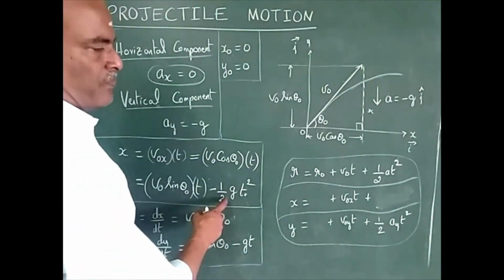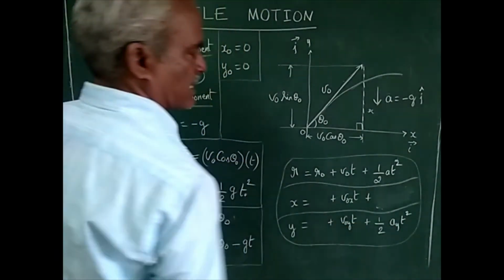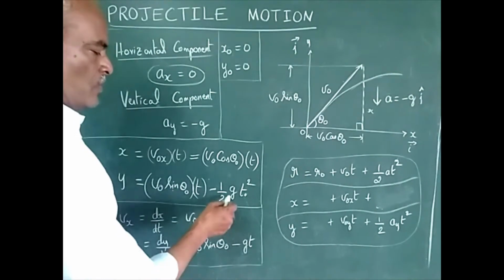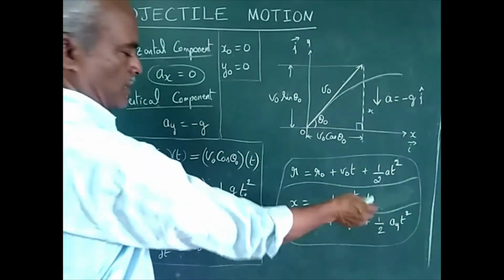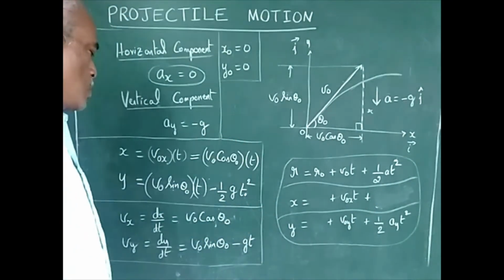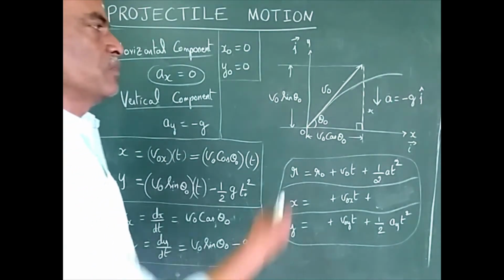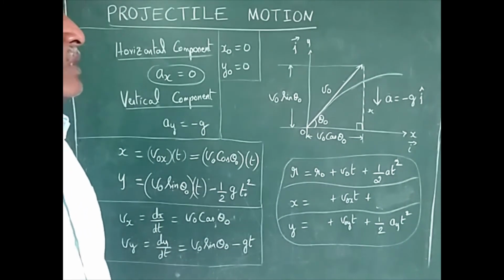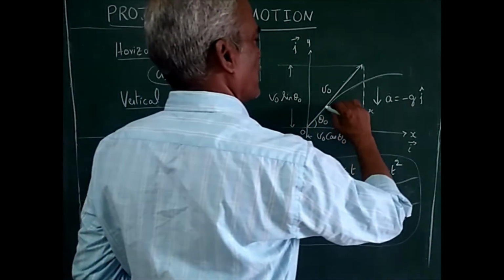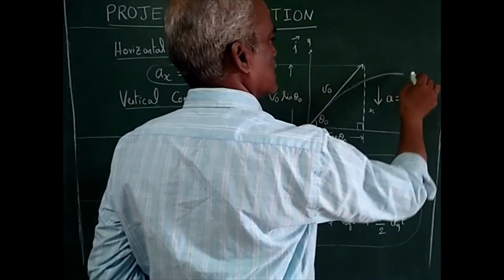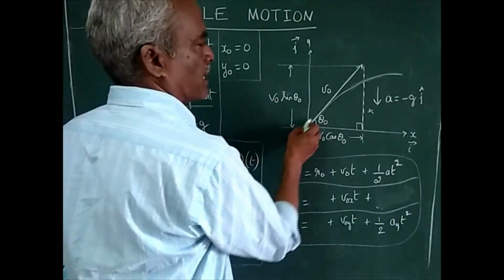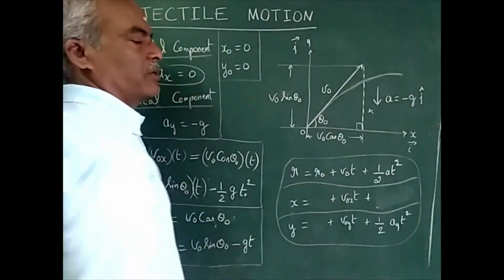Half ay, since it is against the acceleration due to gravity, therefore minus g. So minus half g t square. Now we have the two components, x and y components, for this particular projectile path. Actually, if you see, the projectile is moving in this direction, it will take this path. But when we try to resolve, we make it a straight line and resolve the components in x and y.